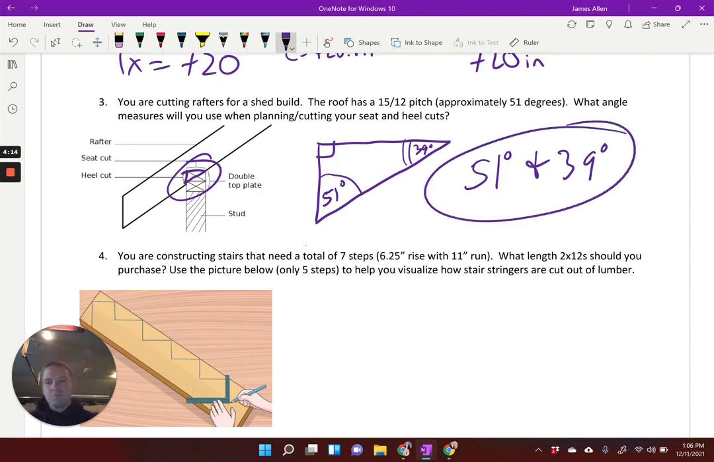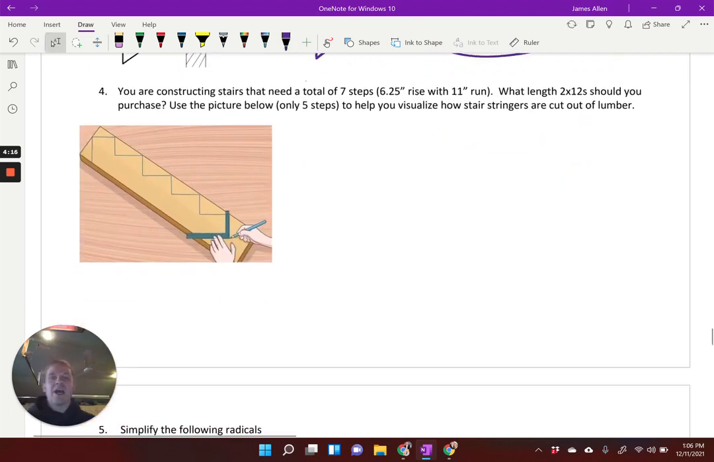Final answer. You are constructing stairs that need a total of 7 steps. Not necessarily what's pictured here. This one only has 5 steps. 6.5 or 6.25 inch rise with 11-inch run. I feel like we've dealt with that before. Okay. What length 2x12s would you need to purchase?